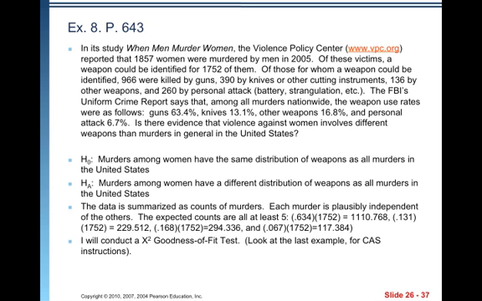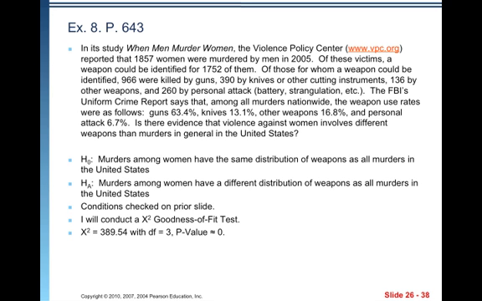I will conduct a chi-square goodness of fit test. Remember, you need to identify the test that you're going to conduct either by name or by formula. So I did it by name. Look at the last example for CAS instructions, and that will tell you exactly how to enter this into your CAS with the two lists. So I get chi-squared equals 389.54 with degrees of freedom of 3 and a p-value that rounds to 0, which is tiny.